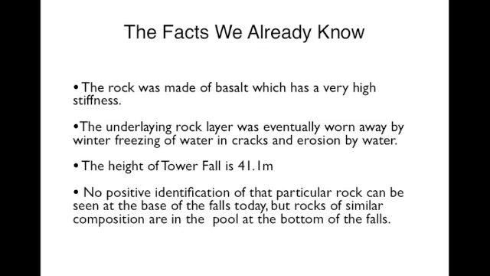Here are some facts we already know. The rock was made of basalt, which has a very high stiffness, and so it probably didn't bounce. The underlying rock layer was eventually worn away by winter freezing of rocks in cracks and erosion by water. The height of Tower Fall is 41.1 meters. No positive identification of that particular rock can be seen at the base of the falls today, but rocks of similar composition are in the pool at the bottom of the falls.